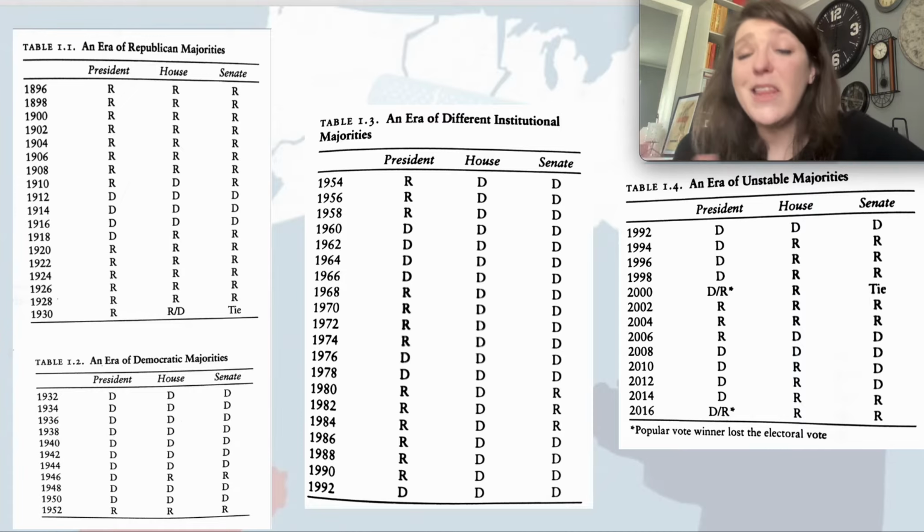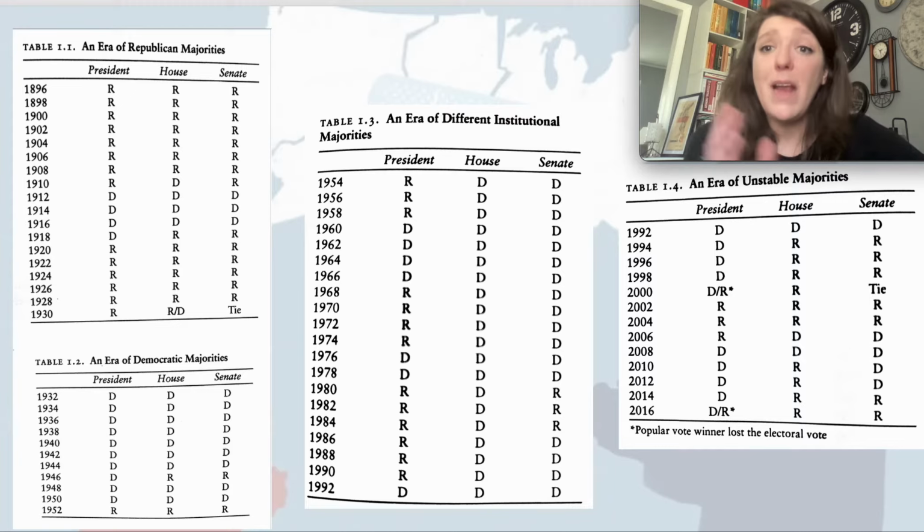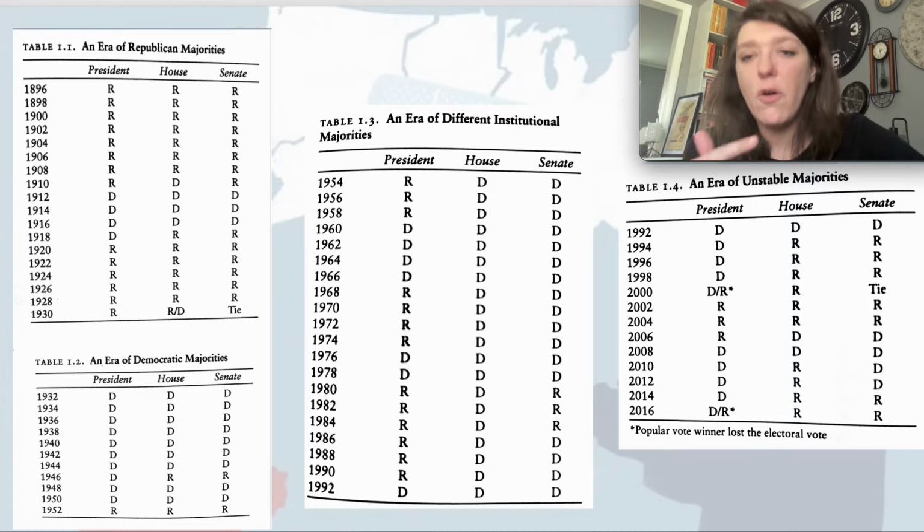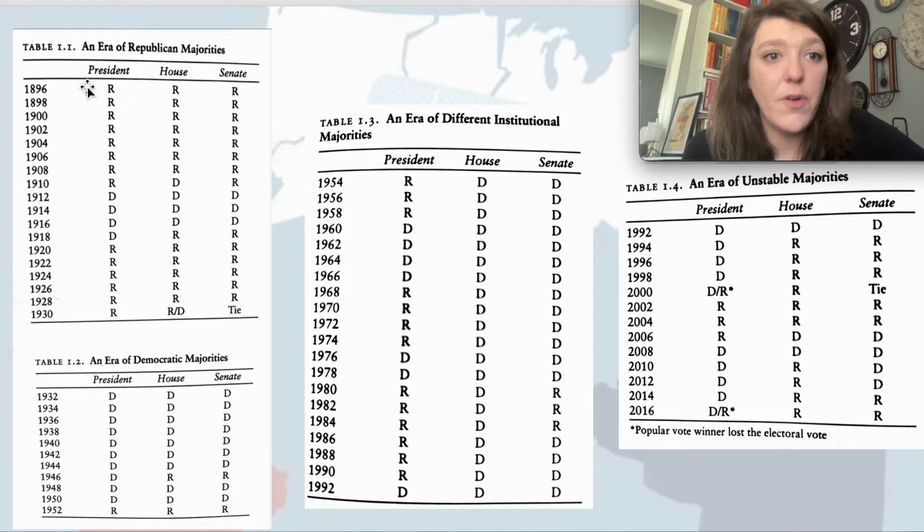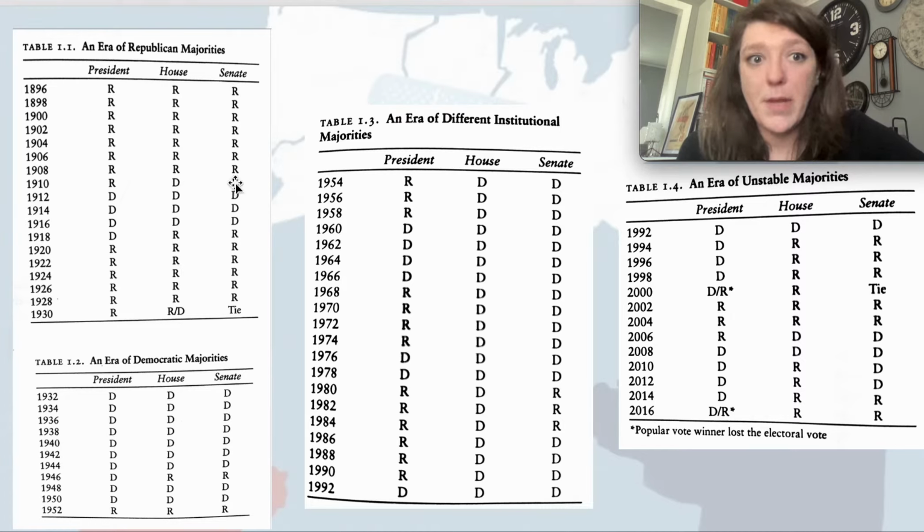Okay, so in the past, what used to happen is we would have a situation where one party dominates across most of the policymaking parts of the government, meaning one party controls the presidency and they control both chambers of Congress, the Senate and the House. So you can see this over here. On this side, we start in 1896. We have a period of time where Republicans dominated. So this is the era of Republican majorities. They control the presidency, the House, and the Senate. We have a brief period of the Democrats coming into control and then the Republicans again.